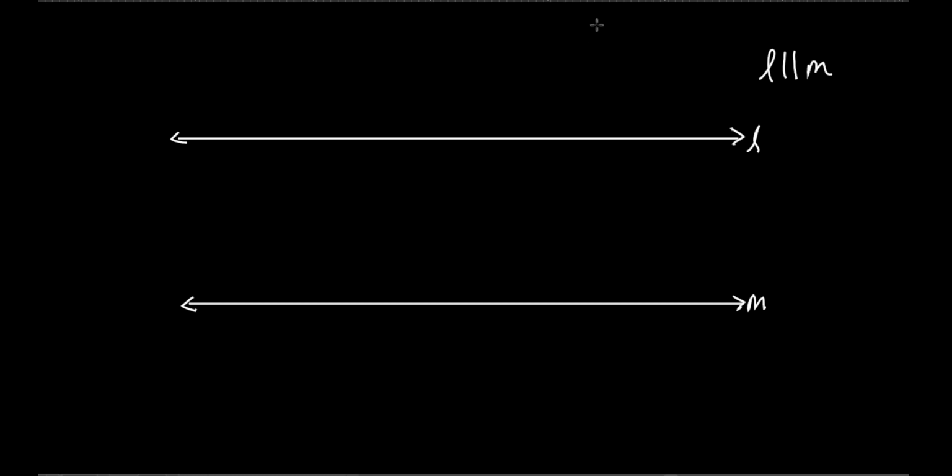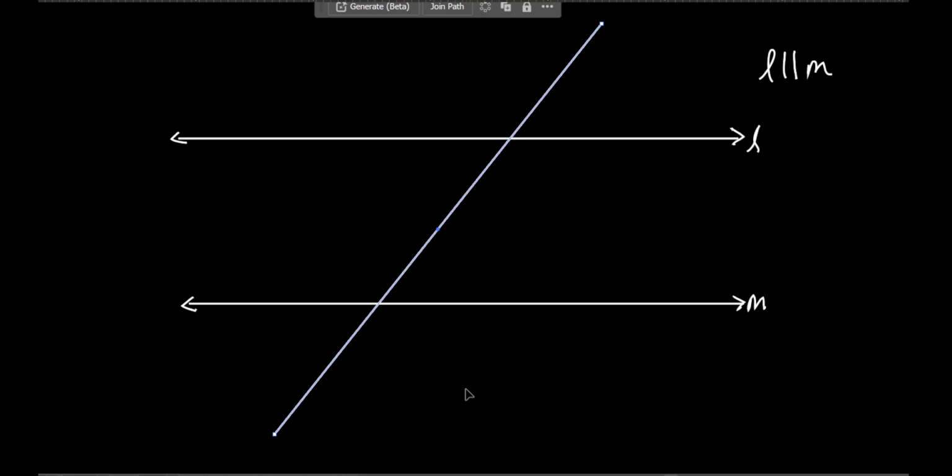Now we're going to have a transversal. Okay. Transversal is just a line that cuts those two parallel lines. Okay. It intersects those two parallel lines. Everybody got that? Transversal, right? I'll call it T for transversal. You can call it any letter, but T kind of makes sense.